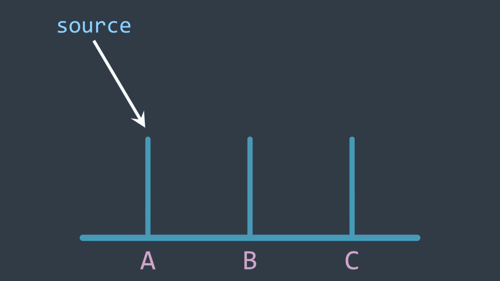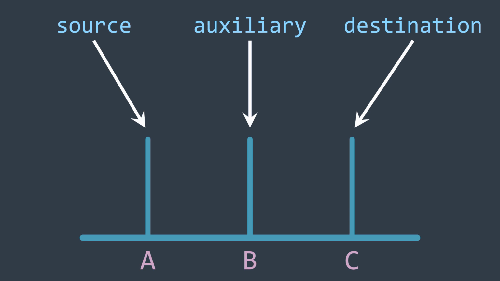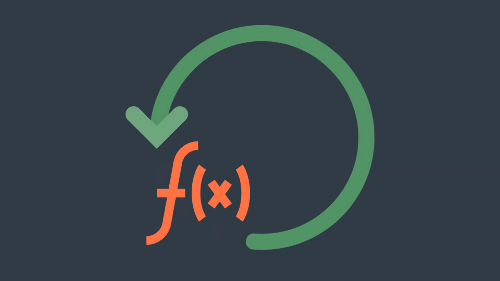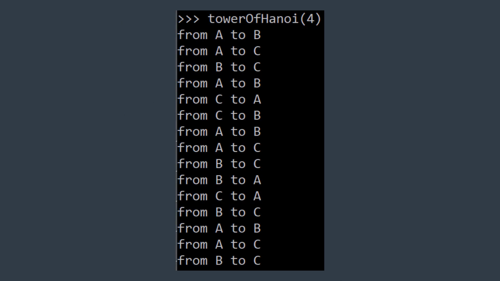A represents the source peg, B represents the auxiliary peg, and C represents the destination peg. What if I tell you that given any amount of disks, we can get the steps to follow to win this game by using recursion? For example, if n is equal to 4, this is what we get. But before talking about it, let's first see what does recursion mean.